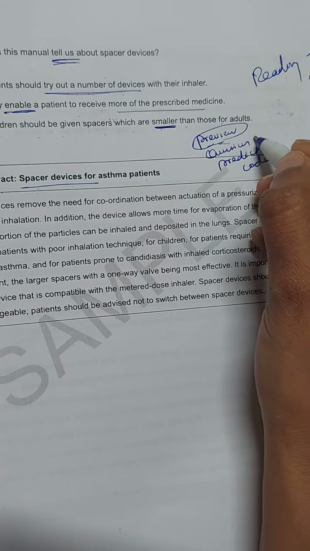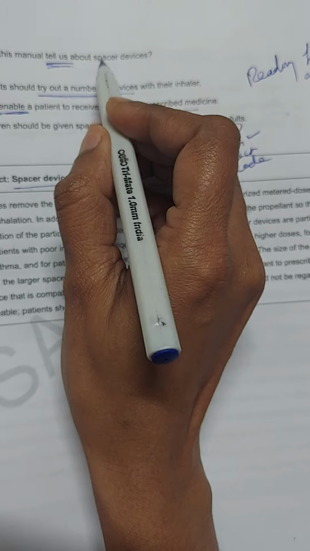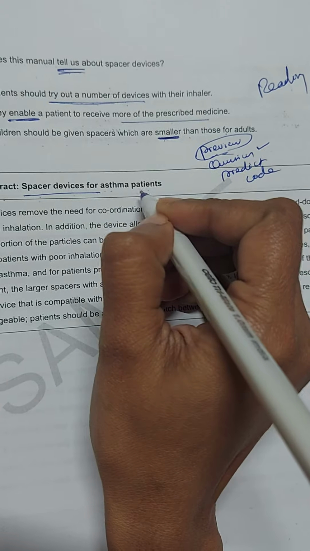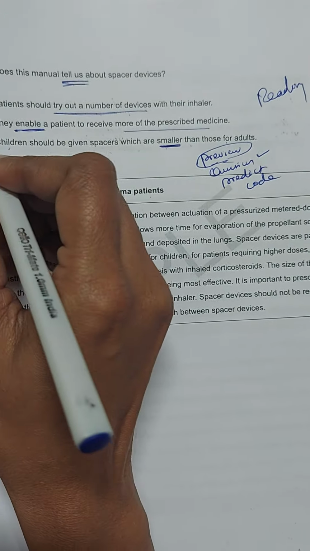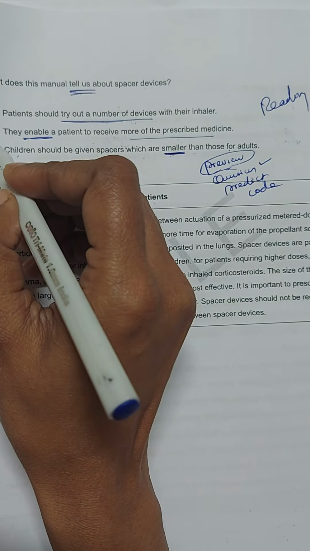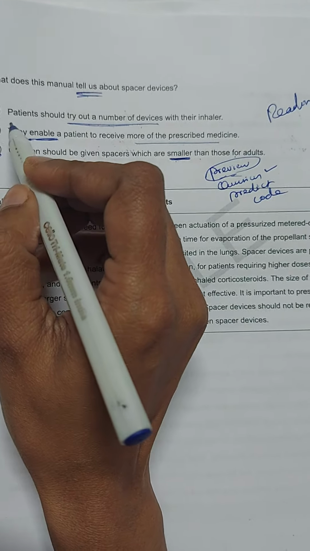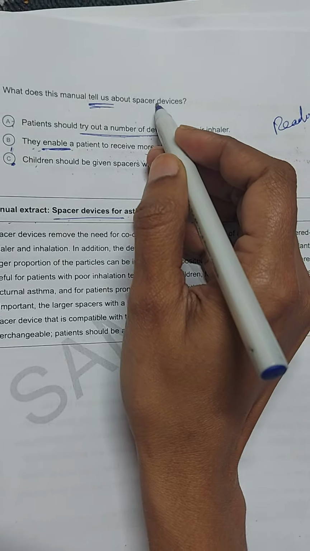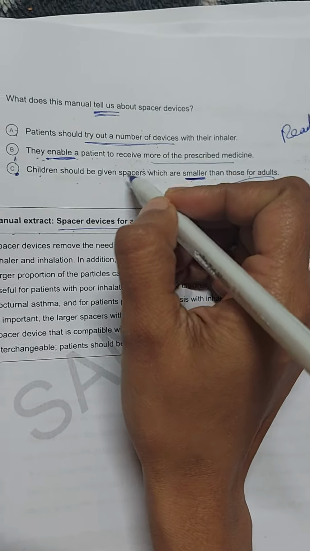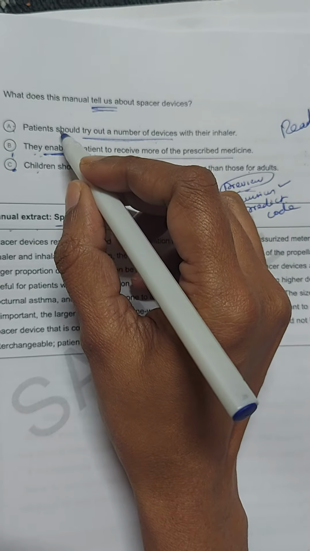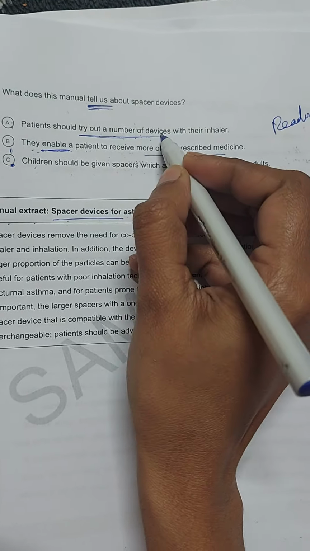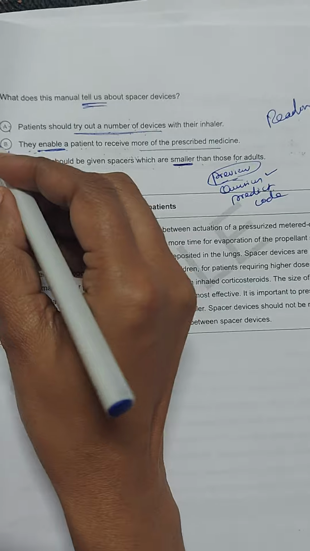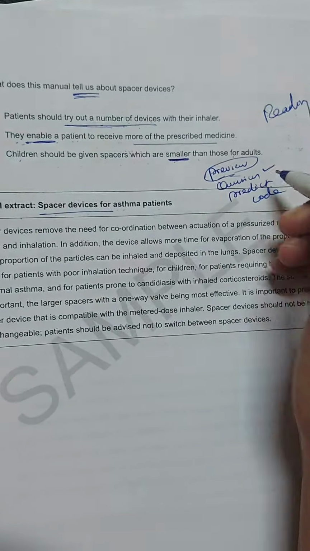I just previewed. Now let me question it. Mainly this is about spacer devices, and the topic says only like generally asthma patient, not about the children. So I eliminate this. Now A and B, I have to check whether it is about A and B. To predict, they enable a patient. They enable patient is mainly they are talking about spacer devices that helps to receive more prescribed medicine, rather than patient should try out number of devices. This is for choosing. So when general as main idea, if I could choose, I will go with B instead of A. This is my prediction.